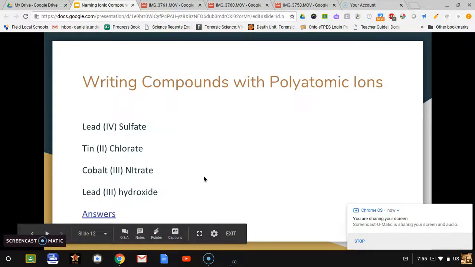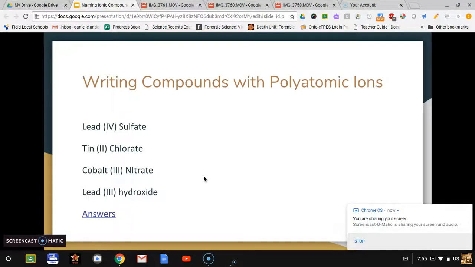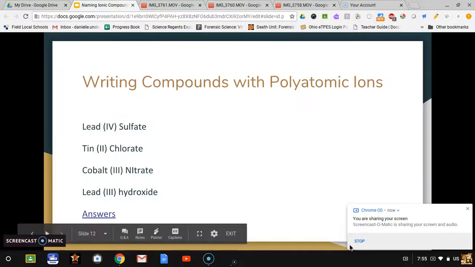Okay, when naming ionic compounds, it is most important that when you look at the compound, you first ask yourself if you have a transition metal. Because if you have a transition metal, that is going to indicate to you that you are going to have to use that parentheses. All right, this should help get us started.